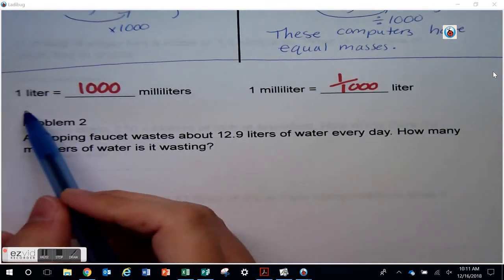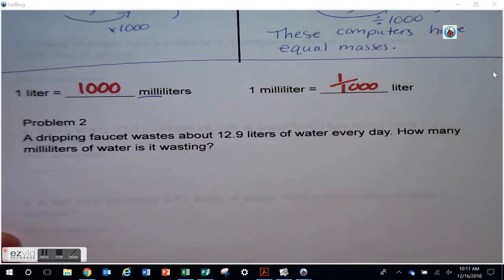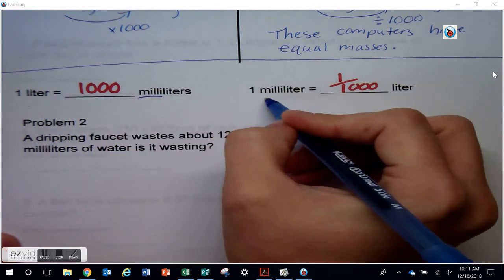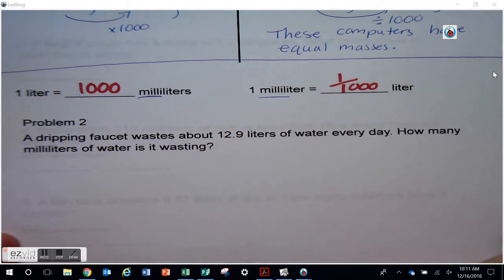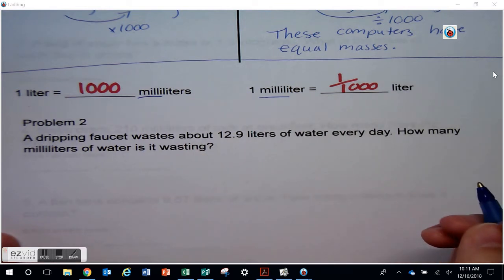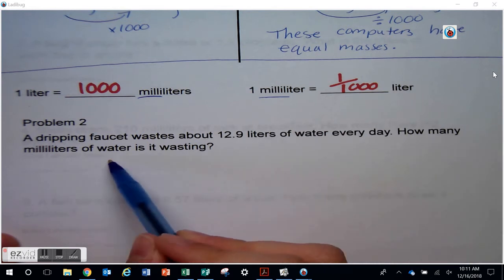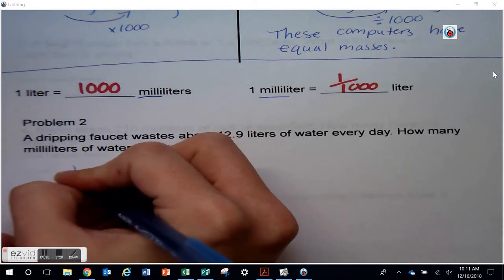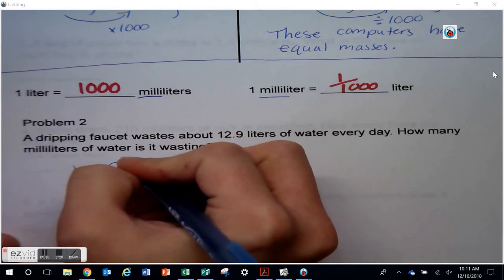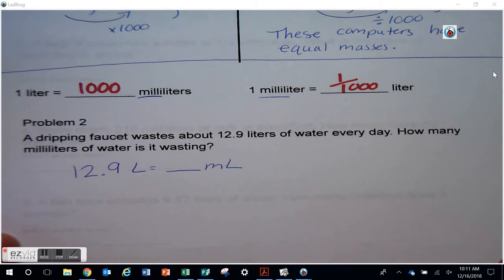1 liter equals 1,000 milliliters. That milli coming up again. 1 milliliter then is 1,000th of a liter. Okay. A dripping faucet wastes about 12 9/10 liters of water every day. How many milliliters of water is it wasting? So we have 12 9/10 liters, and we're looking at how many milliliters it's wasting.